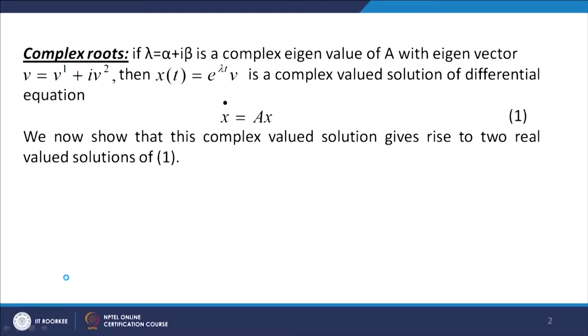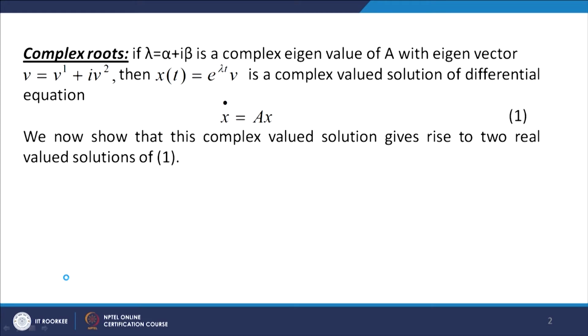So, let us consider the case where lambda equal to alpha plus i beta is a complex eigenvalue of A with eigenvector v equal to b1 plus i b2. Here what we are assuming is that the characteristic equation determinant of A minus lambda I equal to 0 has a complex root lambda equal to alpha plus i beta. If lambda equal to alpha plus i beta is a root, lambda equal to alpha minus i beta is also a root, because we are assuming A to be a real matrix.